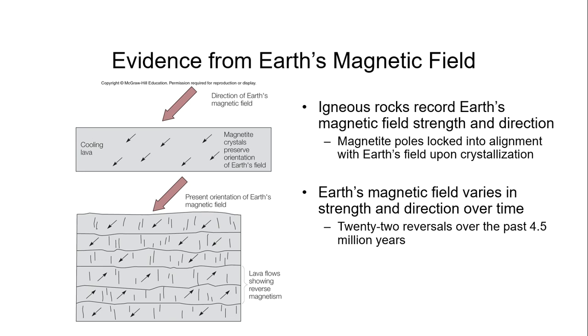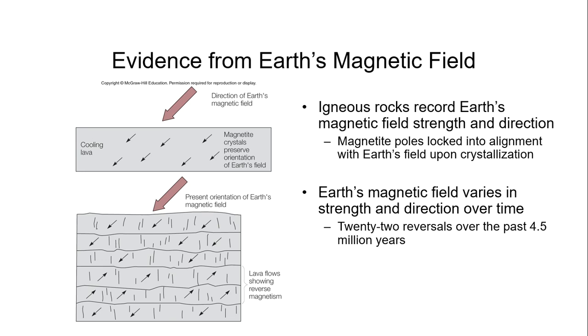And you can look through these layers, and what we've seen is that the Earth's magnetic field varies in strength and direction over time. One very big important note is that the magnetic field has actually reversed direction 22 times over the past 4.5 million years. And there are some theories that say we're due for another reversal. Well, we'll have to see about that one.